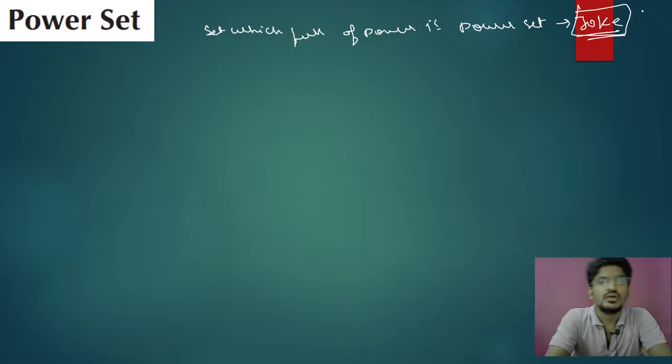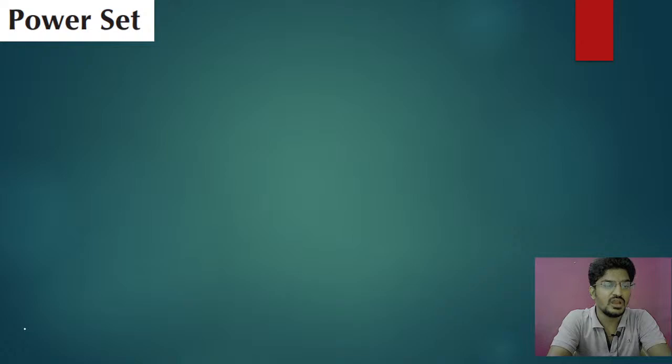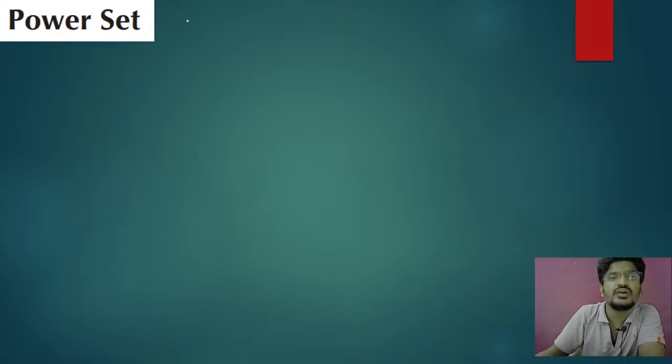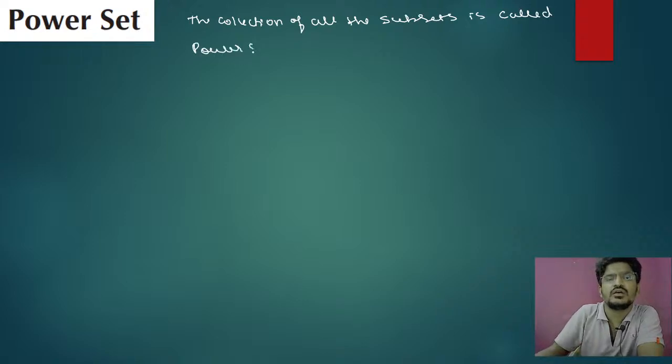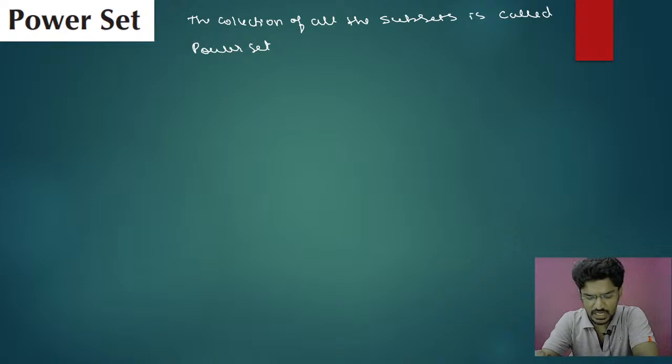Clear? The set in which all the subsets of the given set are present is called power set, or the collection of all the subsets is called power set. Clear? So I think everyone knows this. Collection of all the subsets is called power set.